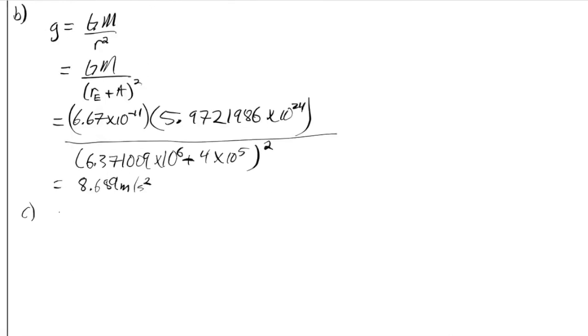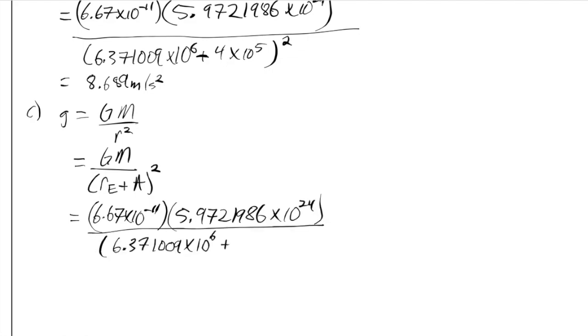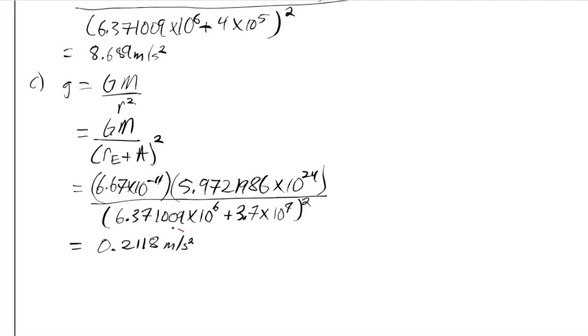Part C, doing the same thing again. g is equal to big G, big M over R squared, which is equal to big G, big M over the radius of the Earth plus the altitude squared. Don't forget your brackets, which is equal to 6.67 times 10 to the negative 11 times 5.9721986 times 10 to the 24 kilograms divided by the radius of the Earth plus this time the altitude of the satellite, which is 3.7 times 10 to the 7 meters all squared, which gives us a value of 0.2118 meters per second squared, which is a very small value.